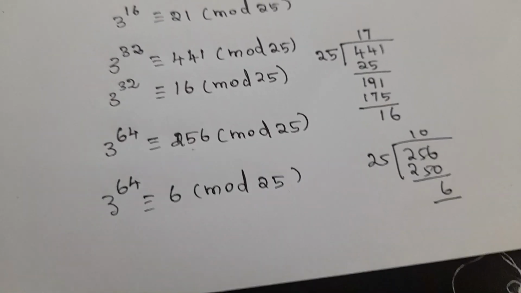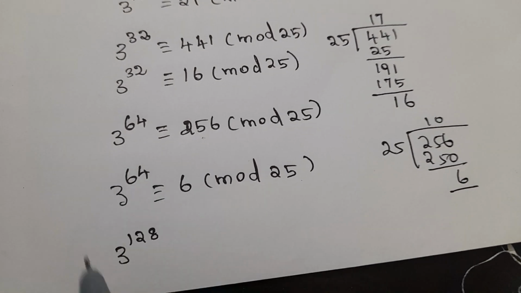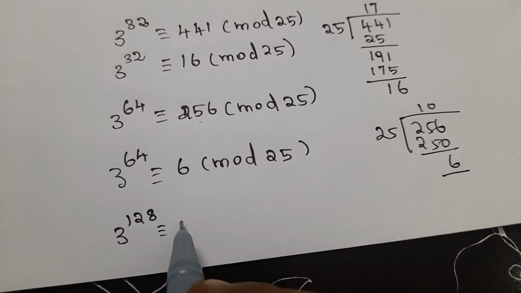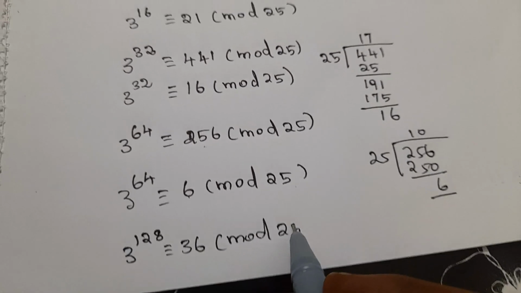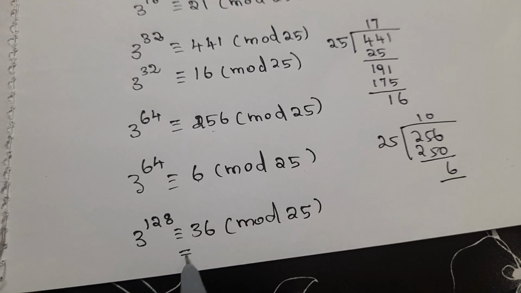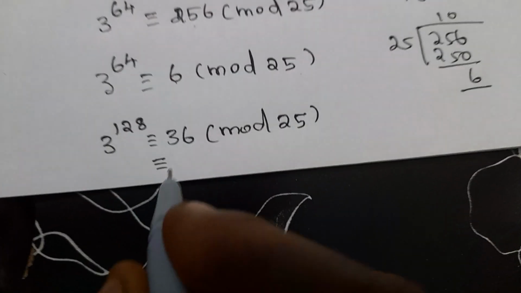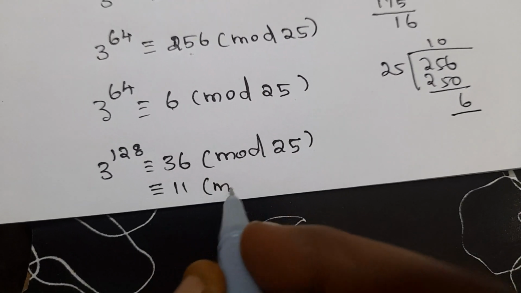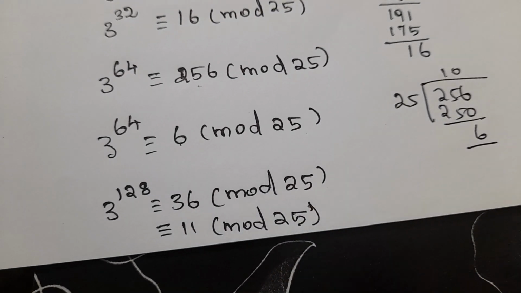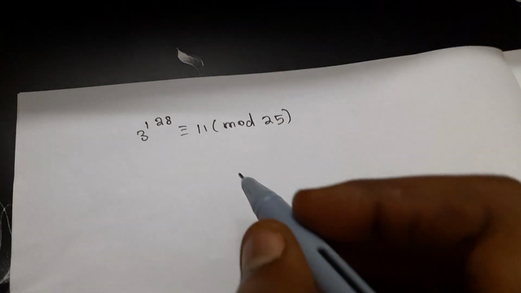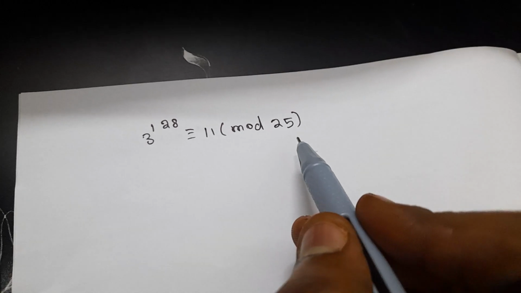Again, taking square on both sides, we get 3 power 128, that is 64 into 2. This is congruent to 6 squared. 6 squared value is 36 mod 25, and as we already know, instead of 36 we can replace 11. So 3 power 128 is congruent to 11 mod 25.